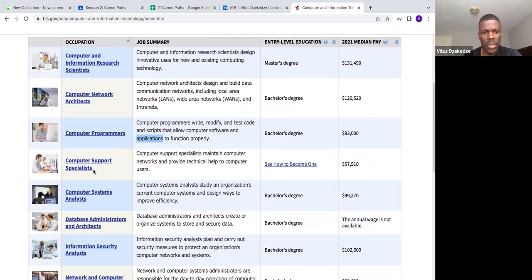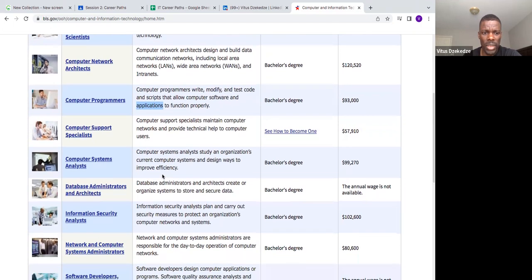The next set is computer support specialists. So these guys are maintaining computer networks and provide technical help. So it's like the help desk. When you have an issue, maybe your computer is not coming on, or maybe the sound is not working, you call these guys and they'll be able to walk you through your issue. And then we have computer systems analysts. I've been in most of these roles in different capacities.